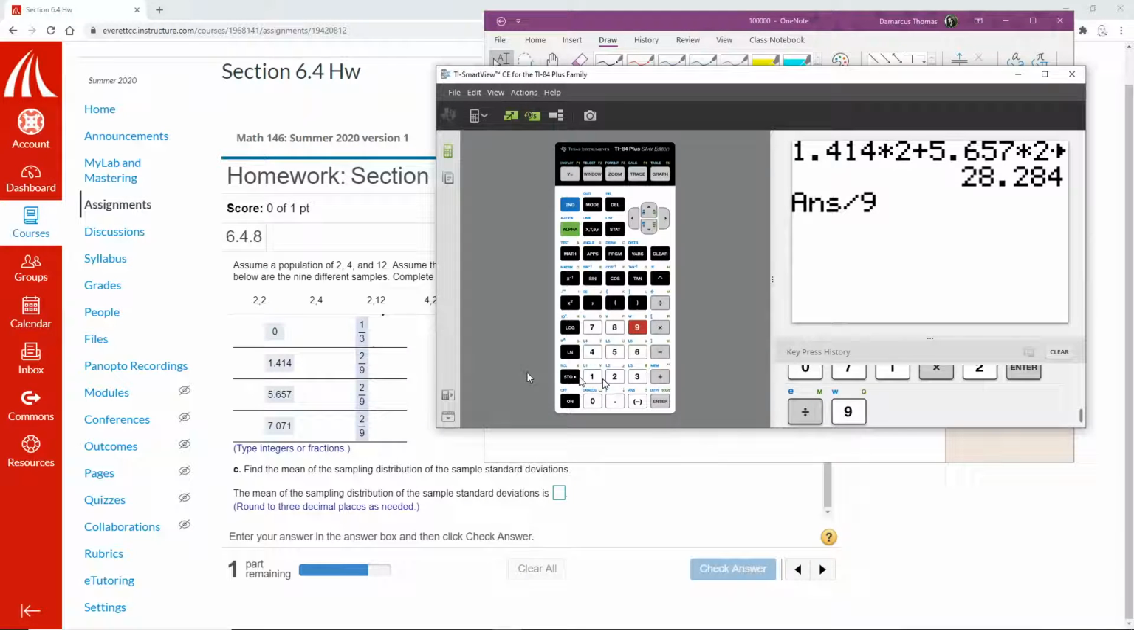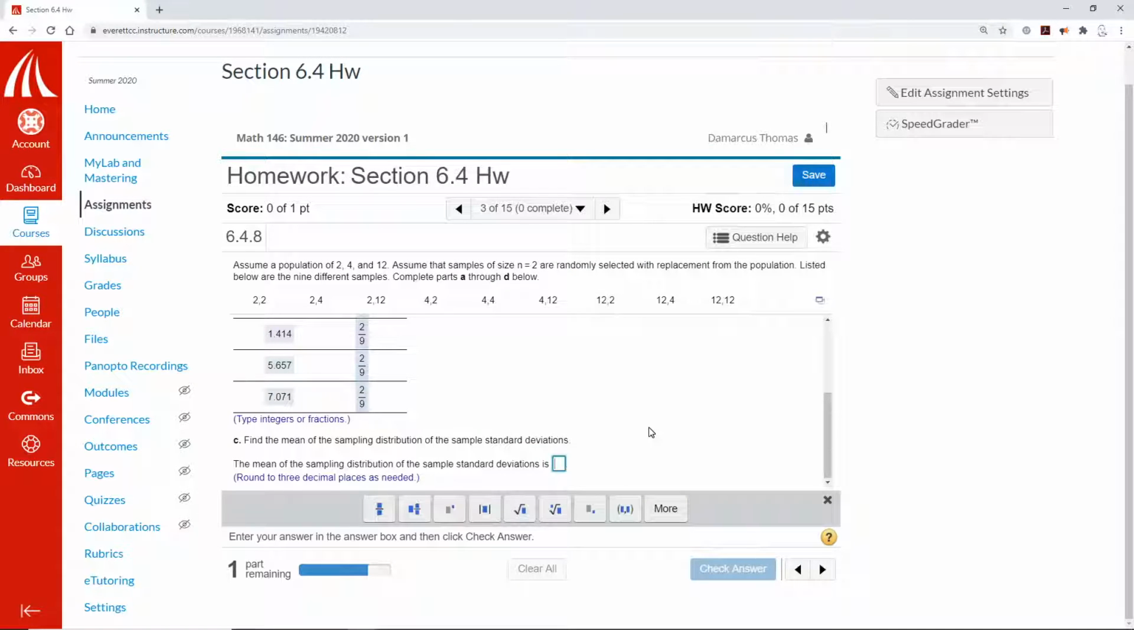This is how you calculate the mean. And I got 3.14. That looks close to pi. 3.14. And let's see if that works. They want us to round it to 3 places. So 3.143.